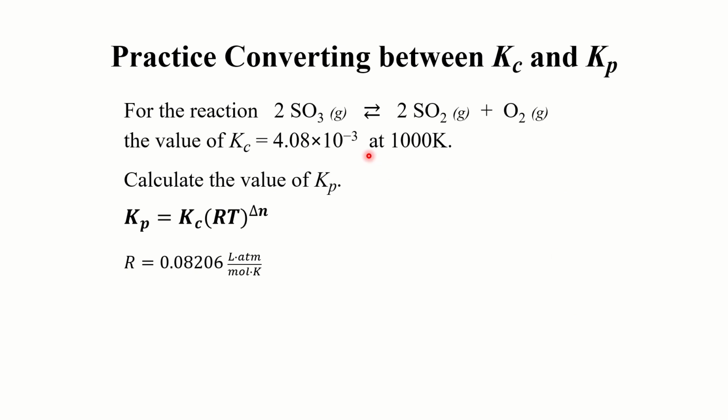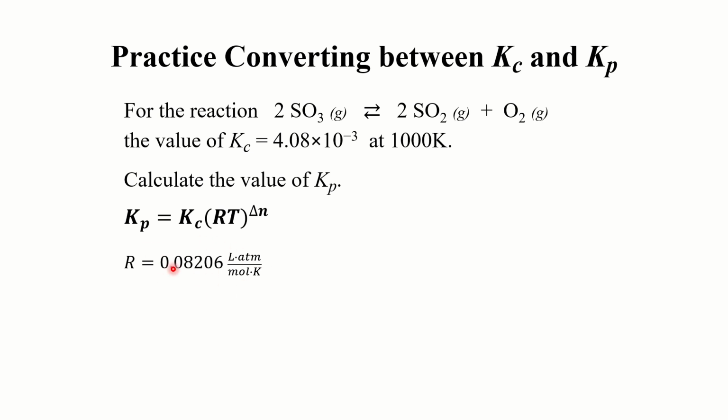For the reaction, 2SO3 forms 2SO2 plus O2, the value of Kc equals 4.08 times 10 to the negative third at 1000 Kelvin. The problem asks you to calculate the value of Kp. All right, so our expression is Kp equals Kc times RT to the delta N power. You should be using the 0.08206 version here.